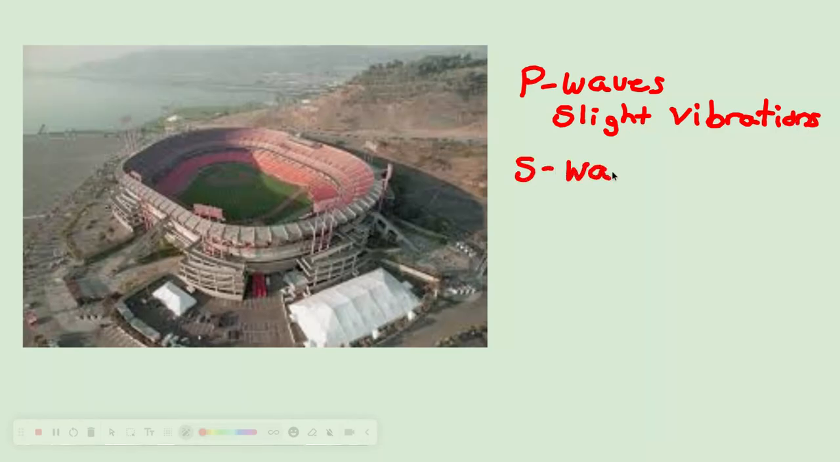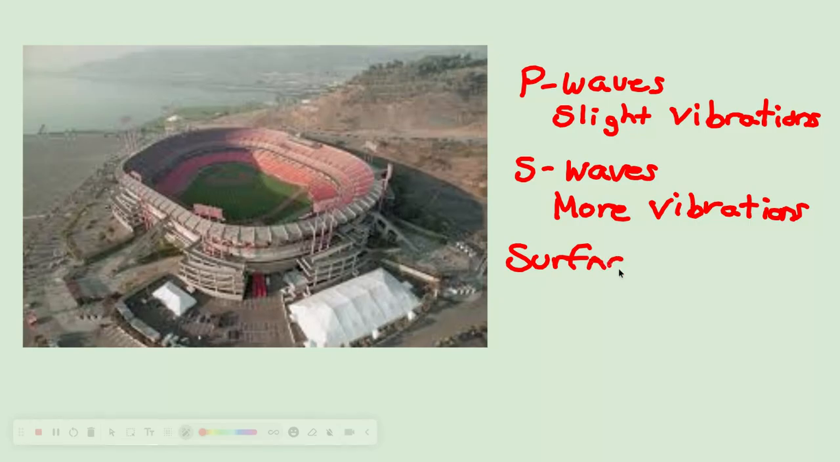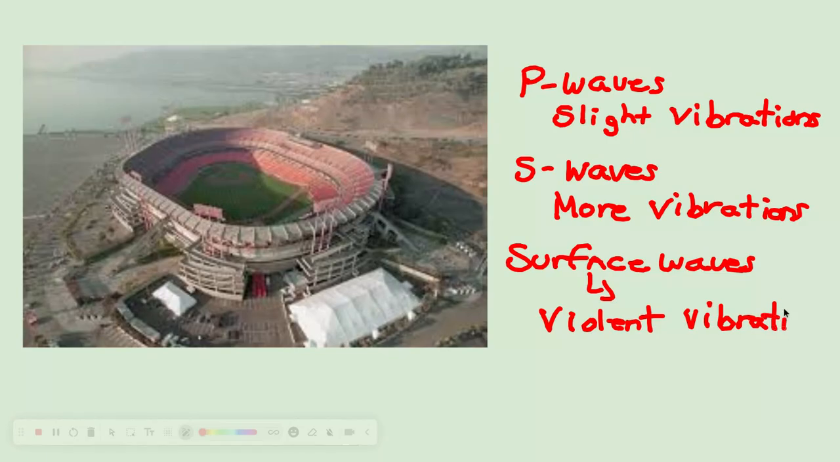Then, maybe 5 seconds later, the S waves show up. Even though they're slower, they're more intense, so there's more shaking, more vibrations. And this is happening pretty quickly. And then, when those P waves and S waves hit the surface, the surface waves come. And then you know something is going on, because there is violent shaking, violent vibrations. The S waves probably came 30 seconds after the P waves. So it was very quick.